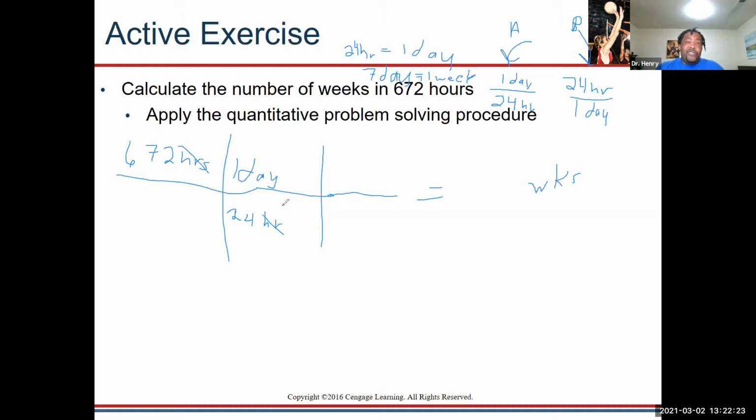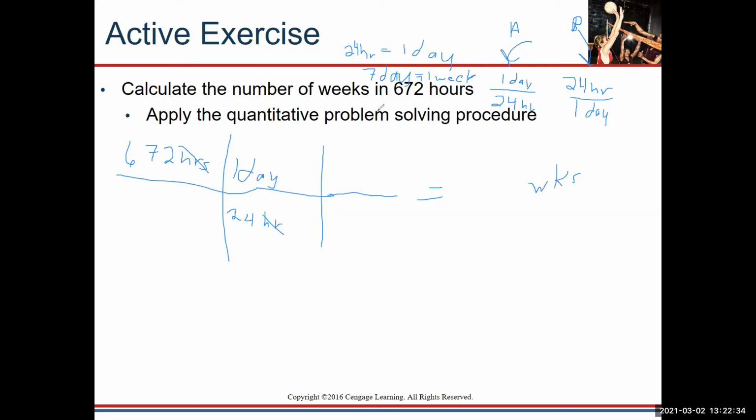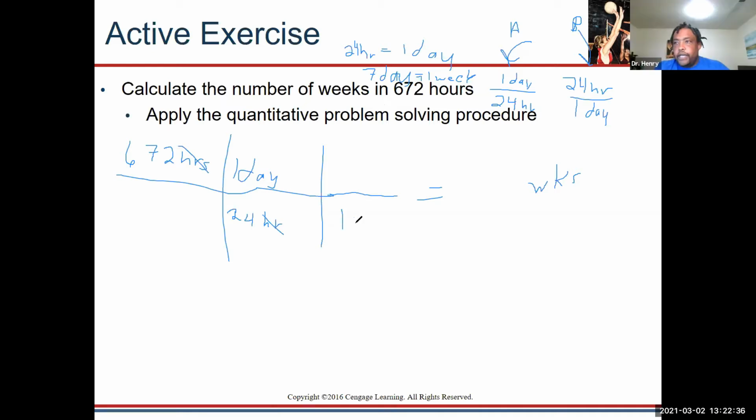So then I know that there are, like you just told me, 7 days in 1 week. So am I going to put days on the bottom, or am I going to put weeks on the bottom? Days on the bottom. So I'm going to put days at the bottom, and then 7 days, 1 week.